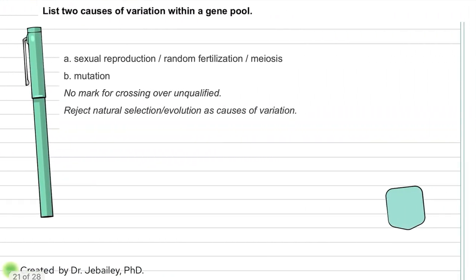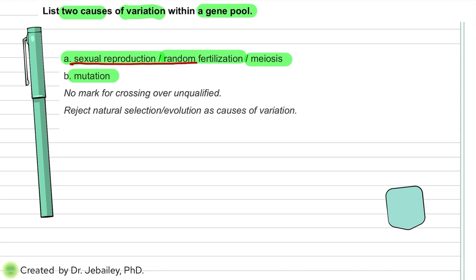So moving on to the next question, it says, list two causes of variation within the gene pool. Variation means we have different traits. Obviously, there's two things: that can be mutation, meiosis, random fertilization, or sexual reproduction. Now, in this question, they're putting sexual reproduction, random fertilization, and meiosis. Random fertilization can happen in meiosis. You can also have crossover, but these are all considered as 1 point and mutation is 2 points.